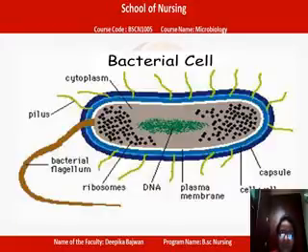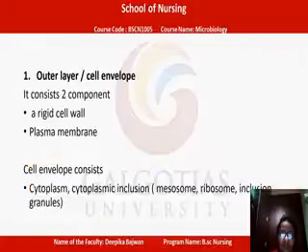First, as already told, the bacteria is made up of three layers. The first outer layer is the capsule, which is present in some bacteria and not present in others. The outer layer we can say is a rigid cell wall, and the second is the plasma membrane. After the plasma membrane there is the cytoplasm and cytoplasmic inclusions. Inside the cytoplasm we have a number of structures like mesosomes, ribosomes, inclusions, and granules.